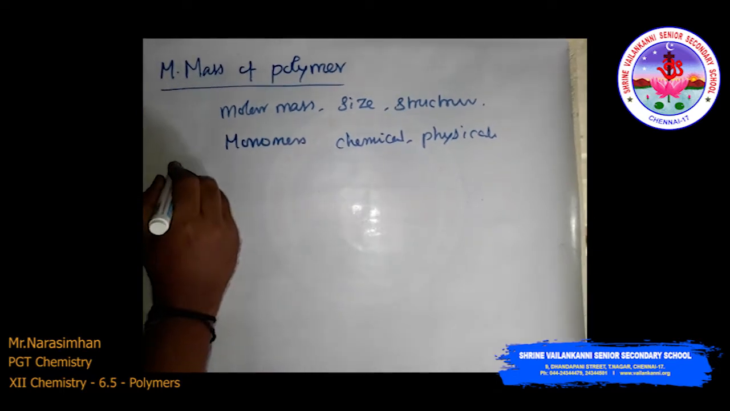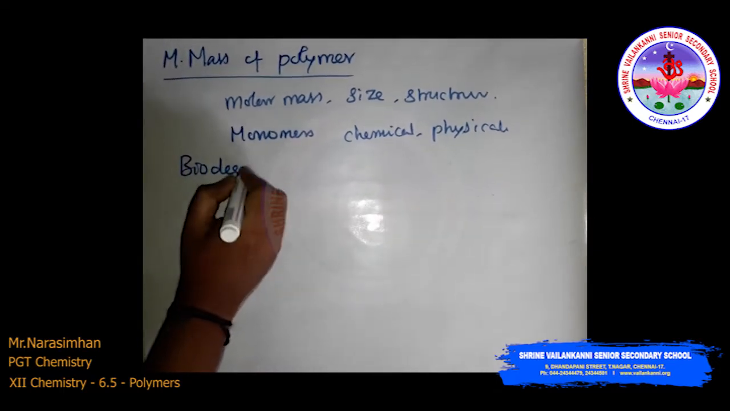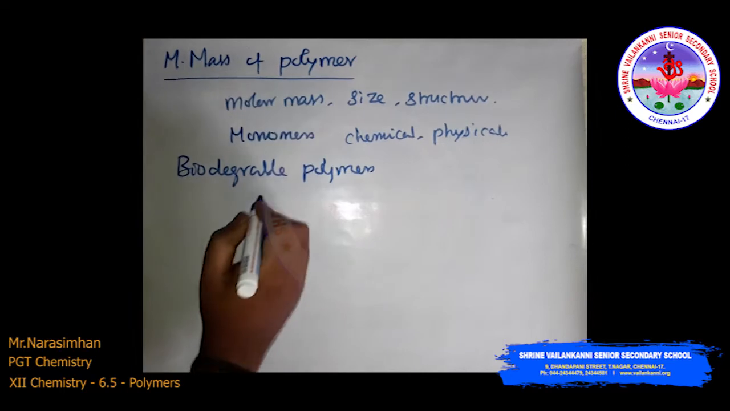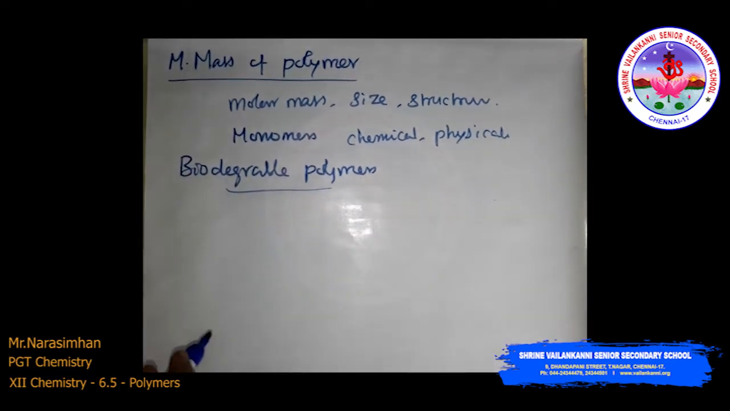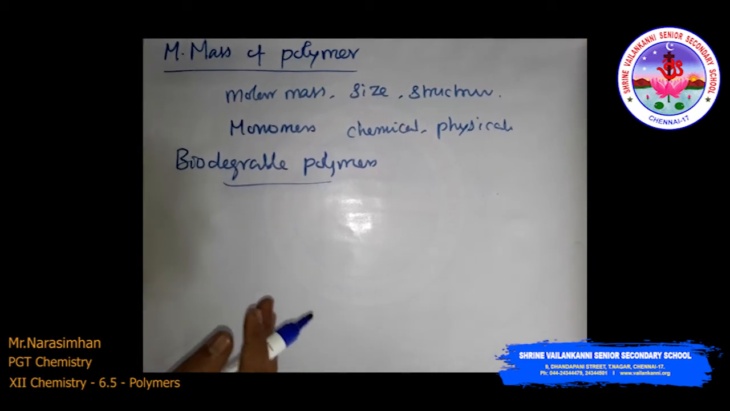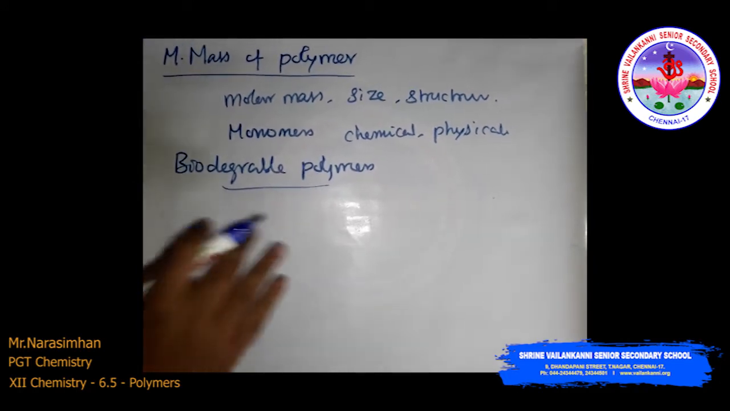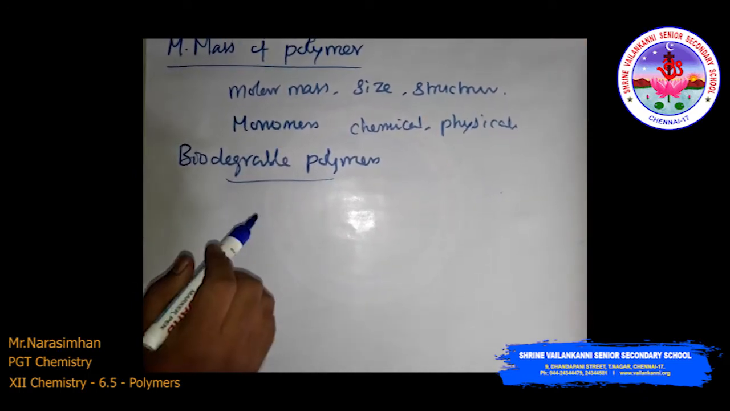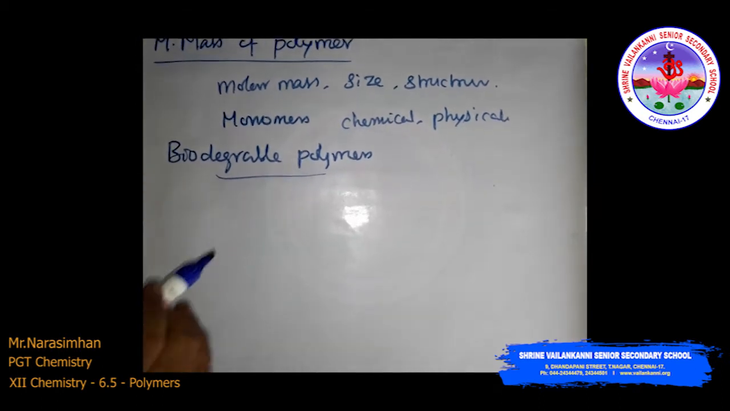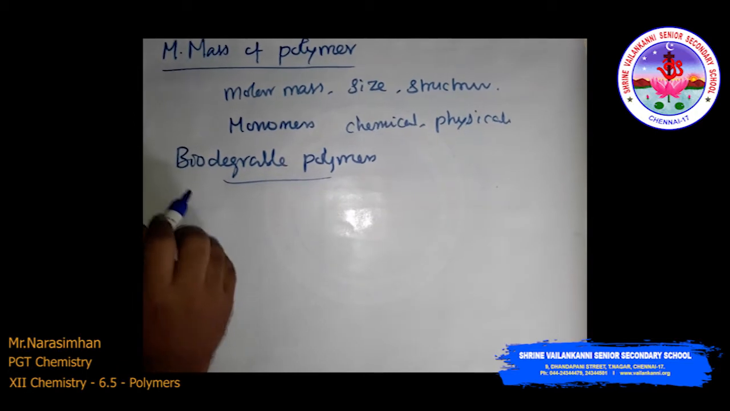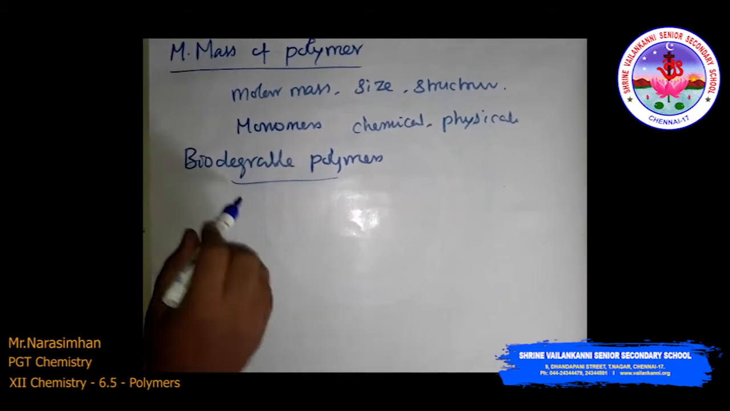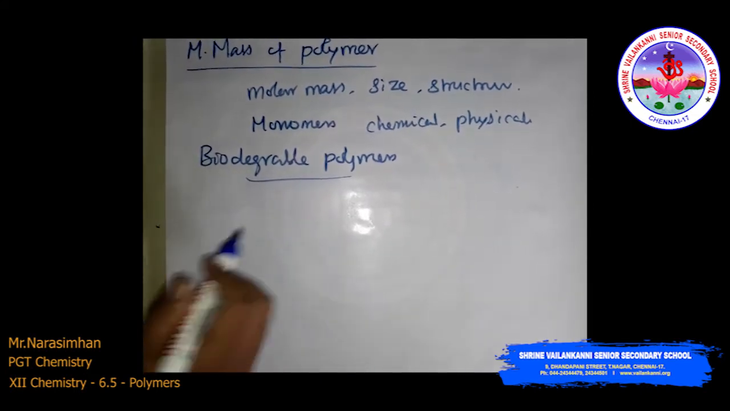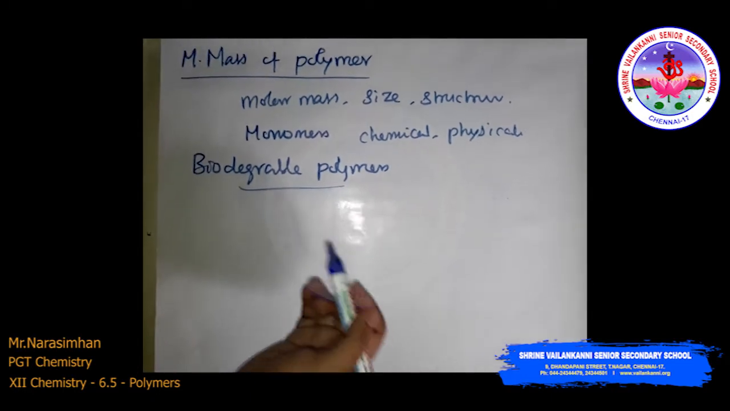Then the next is biodegradable polymer. What are biodegradable polymers? Nowadays we are using synthetic polymers. Synthetic polymers have a quite long life, that means lakhs and lakhs of years before they decompose. That's why the environment problem is very high nowadays. To avoid this, we have to use biodegradable polymers. Biodegradable means it naturally decomposes in a short time. So these are called biodegradable polymers.